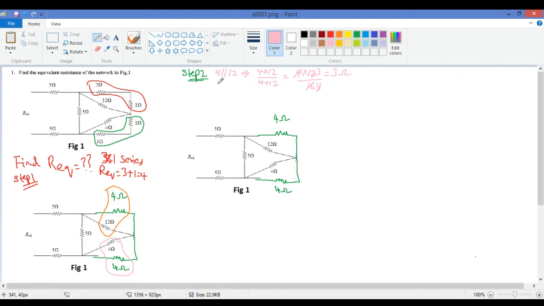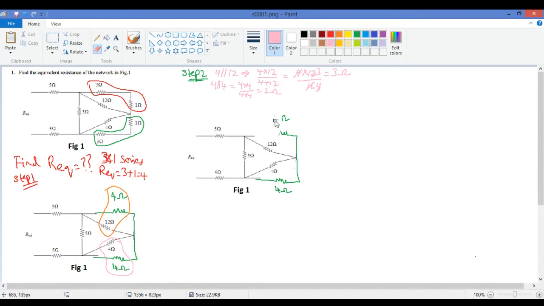And what is this 4 and 4? They are parallel. Okay. If 4 is parallel with 4, so this is 4 into 4 by 4 plus 4, 16 by 8 is 2 ohms. Okay. So here I erase and write that we get 2 ohms here. Okay. One is 3 ohms and another is 2 ohms.